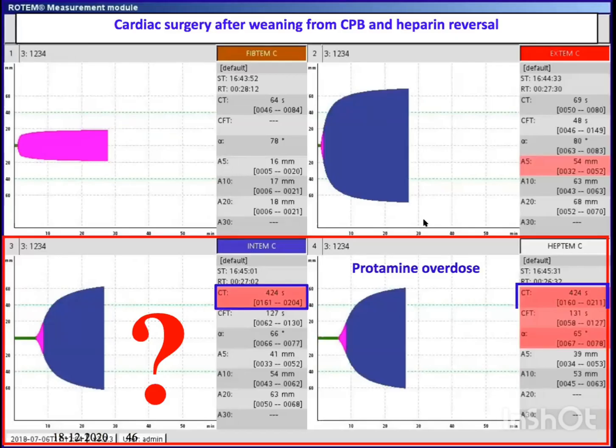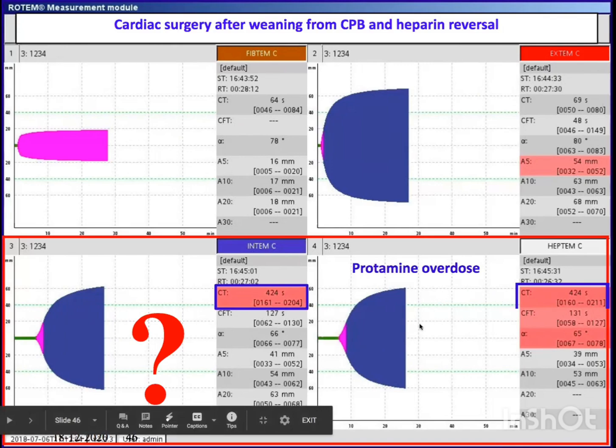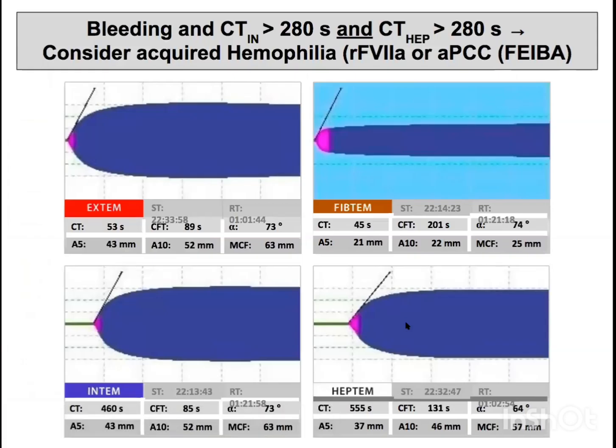So this is a typical protamine overdose, and when your amplitudes are increasing, your CT is above the normal range, and you have your alpha angles increasing, that is the time that you can think of protamine overdose. But what happens when you have bleeding and a CT in INTEM more than 280 and a CT in HEPTEM more than 280? You can also consider hemophilia in these patients.